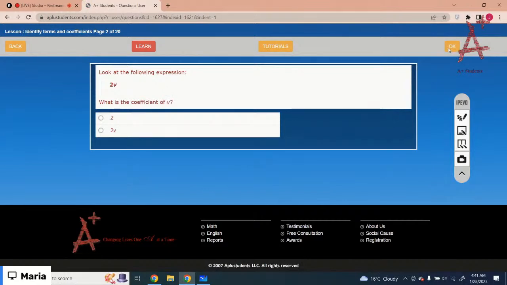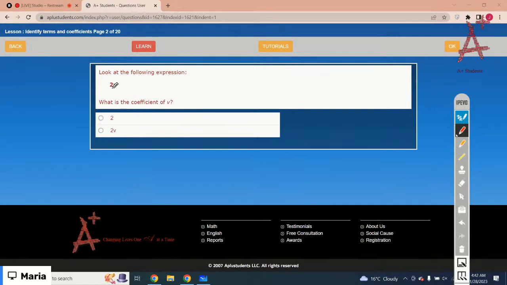Okay, look at the following expression. What is the coefficient of v? The coefficient is basically the numerical value. Got it? The number written with the variable. So what number is written with the variable v? V is the variable and 2 is the coefficient. That means the coefficient of v is 2. Got it?